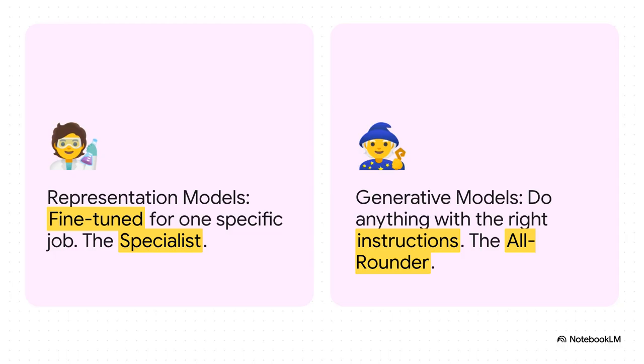And the best way to think about it is the specialist versus the all-rounder. On one side, you have your specialists. These are representation models, and they're trained to do one thing and do it really, really well. And on the other side, you've got your all-rounders, the generative models. These are the jacks of all trades that can do pretty much anything, including classification, as long as you tell them exactly what to do.